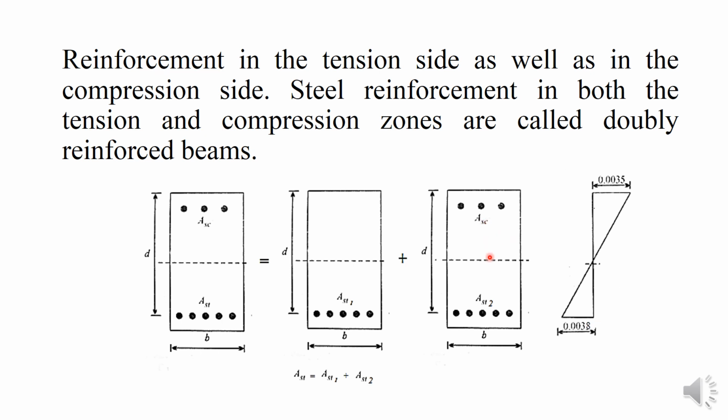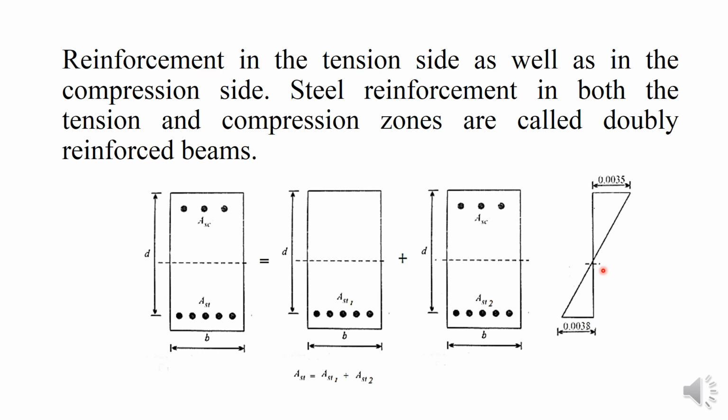ASC and AST2 should not be equal. It cannot be equal because the strain in the top portion and the strain in the bottom portion will differ. The forces we get are equal because they are supposed to be in equilibrium, but ASC and AST will not necessarily be equal, because the stresses are different in the two zones.